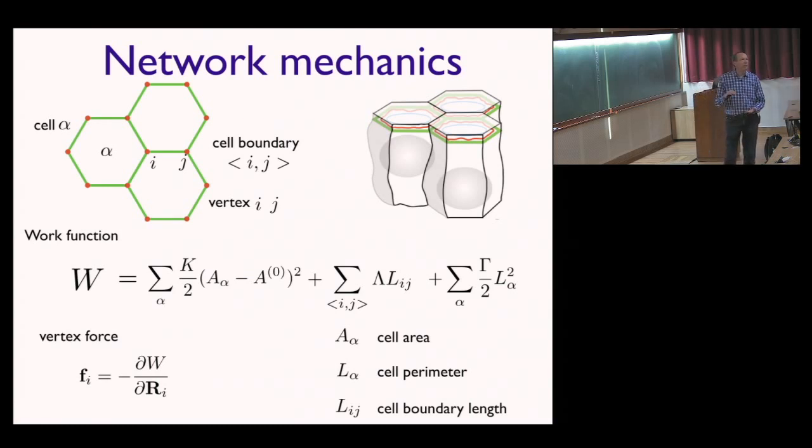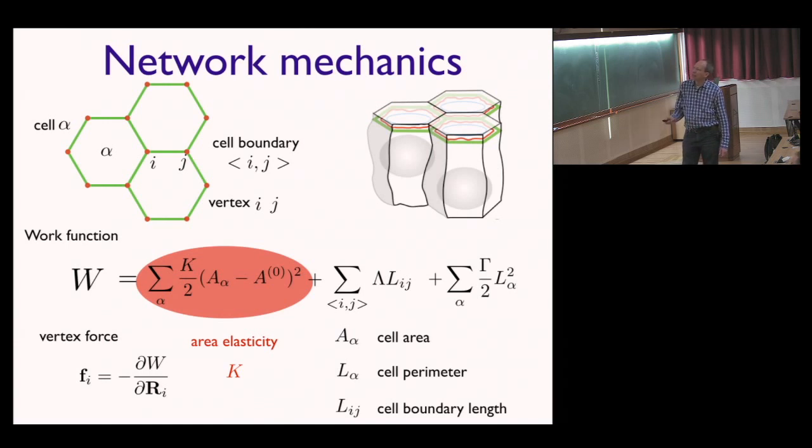For example, in the simple case, one would think of the cell having a constant volume. And by changing the height of the cell, one can change the area of the cell. But in order to do that, the cell has to undergo a shear deformation. And therefore, K is related to the bulk shear modulus of a cell. That then gives rise to an effective area modulus in the plane. So A alpha is the area of a cell, this is the area elasticity K, and A0 is the preferred area of the polygon.